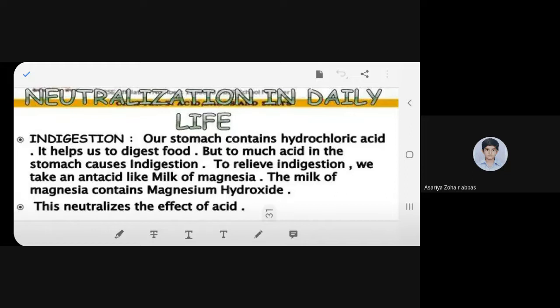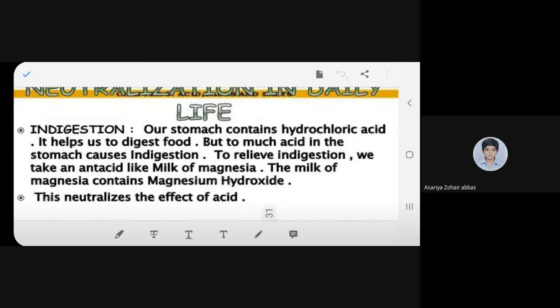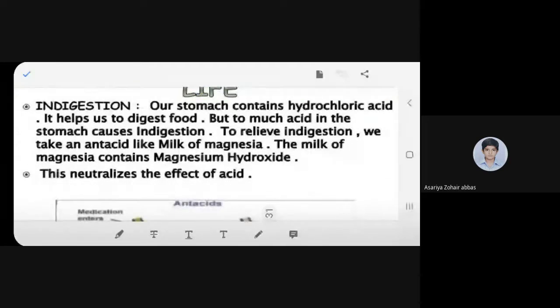To relieve indigestion, we take an antacid like milk of magnesia. The milk of magnesia contains magnesium hydroxide. This neutralizes the effect of acid.